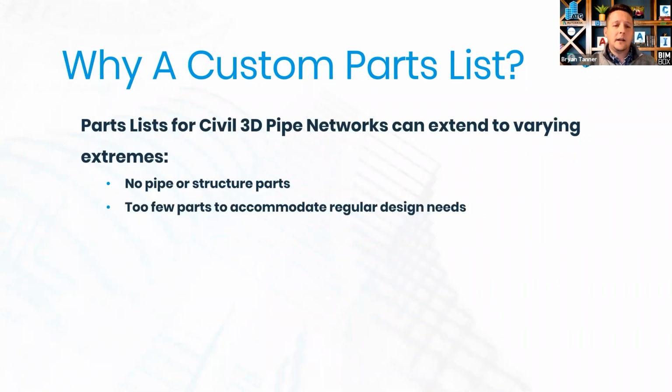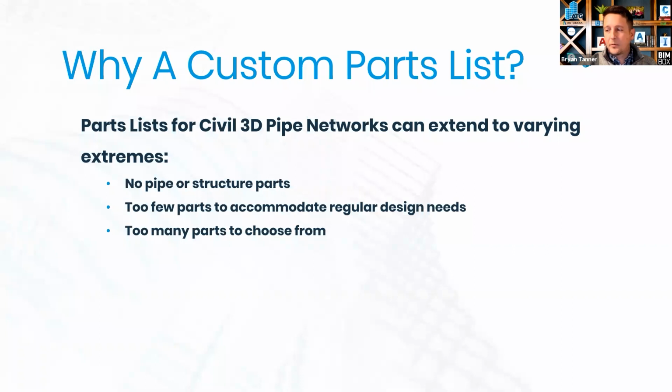Network lists that have too few parts, that don't accommodate the material types that a firm needs to use on a given project or the sizes. And it's left to the individual Civil 3D user to add those individual parts in on each project rather than include it in the template. Sometimes there are too many parts to choose from. I mentioned that paralysis by analysis of having too many parts from the catalog in your pipe network list.